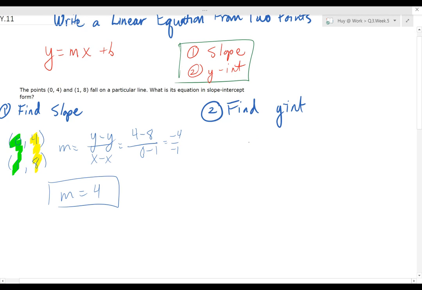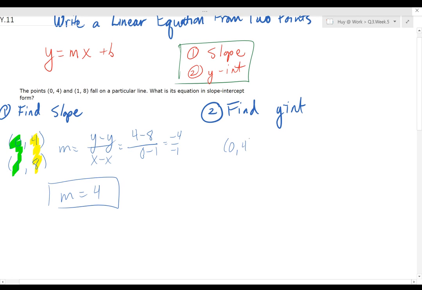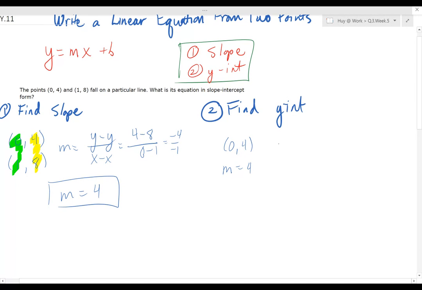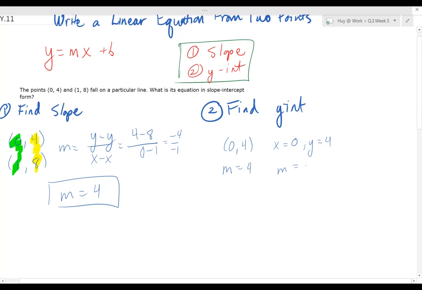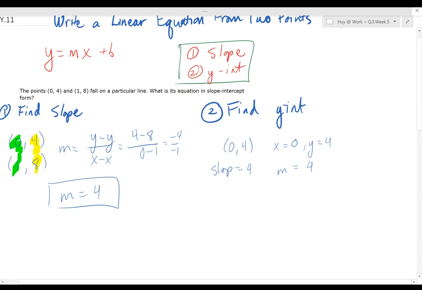So that means we're going to use any point, and I'll show you. 0, 4 is one of our points. And now we know that slope equals 4. So x is 0, y equals 4, and definitely we got m equals 4. I should have written slope here. That makes more sense, so that we know it's 4.